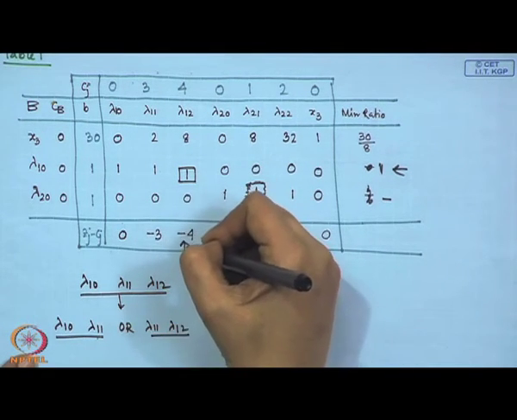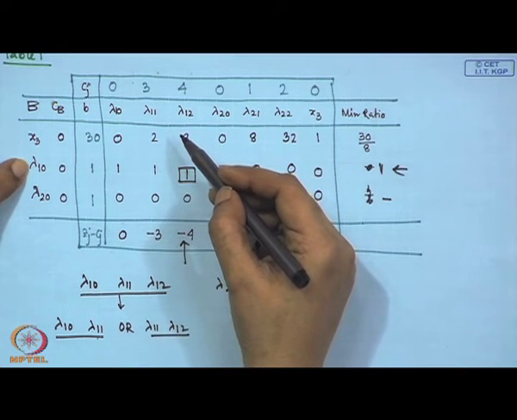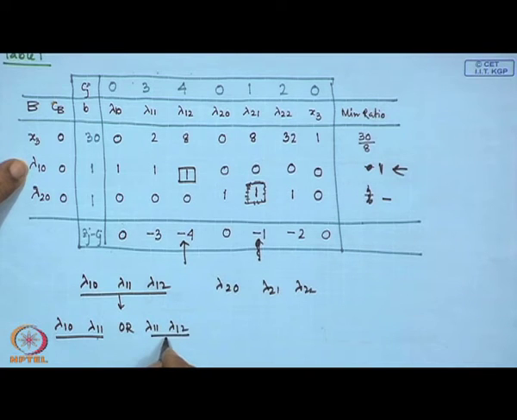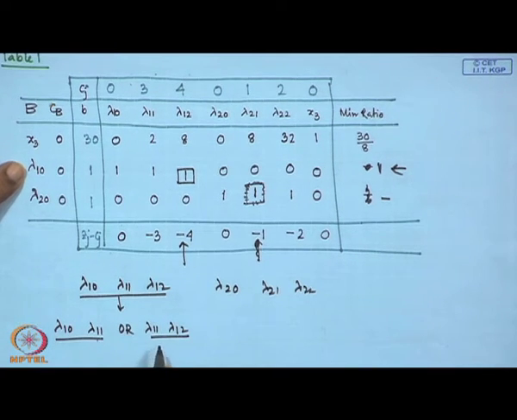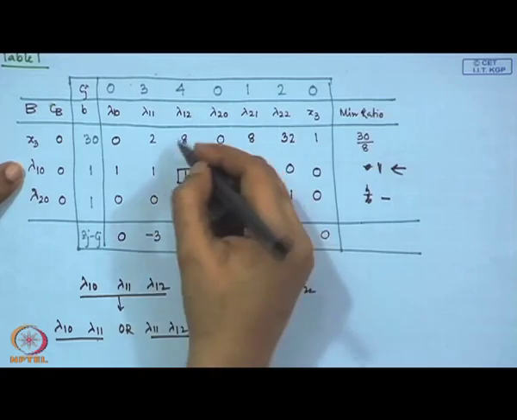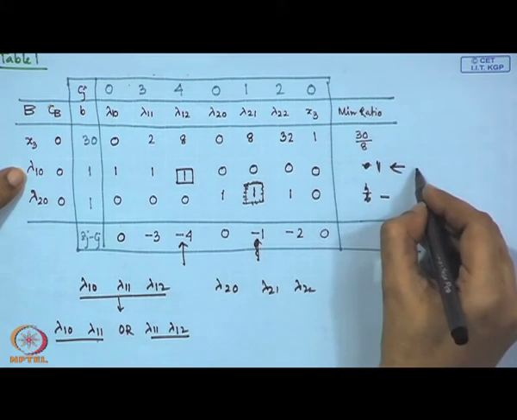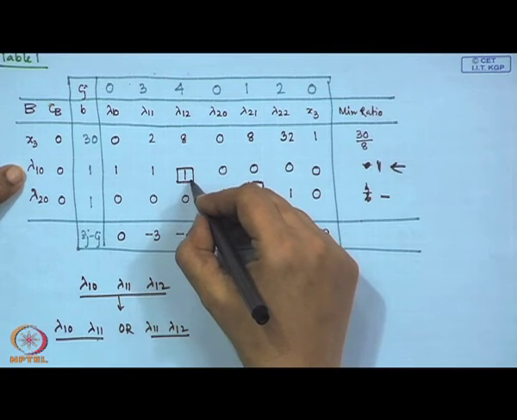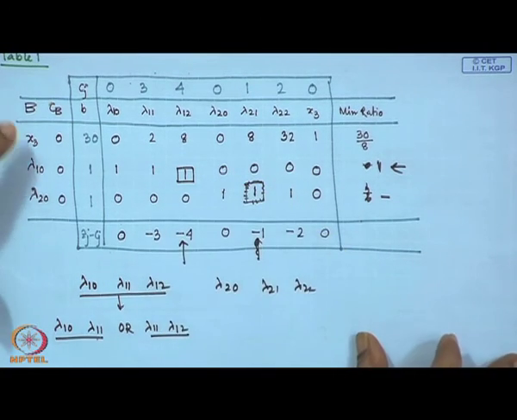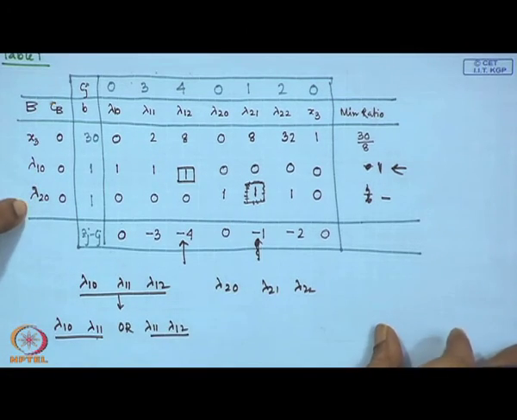But as we see, lambda 1 2 is the entering variable. If lambda 1 0 is the outgoing, then only it is acceptable, otherwise it is not acceptable, because 1 0 and 1 2 cannot stay together. As I have shown, they must be consecutive. Thus, as we see from the minimum ratio, lambda 1 0 is the departing variable, that is why this is quite acceptable to us, and this is the pivot element for the next table. That is why in the next basis we will have x3, lambda 1 2 and lambda 2 0.